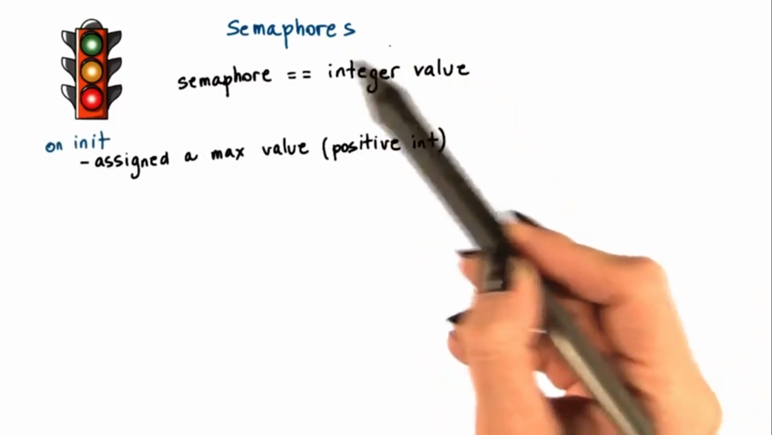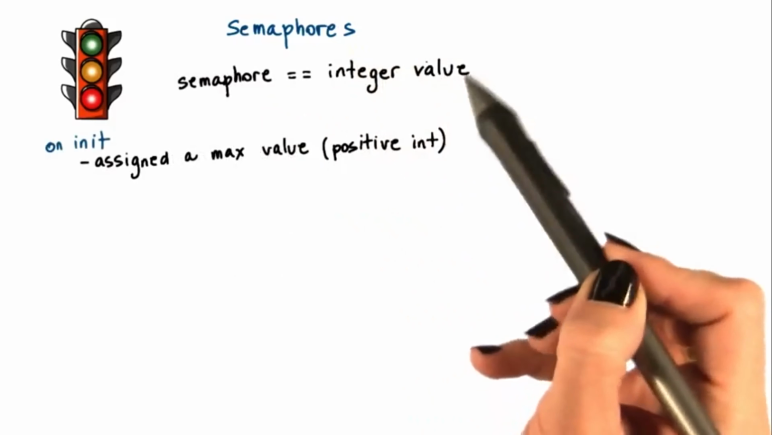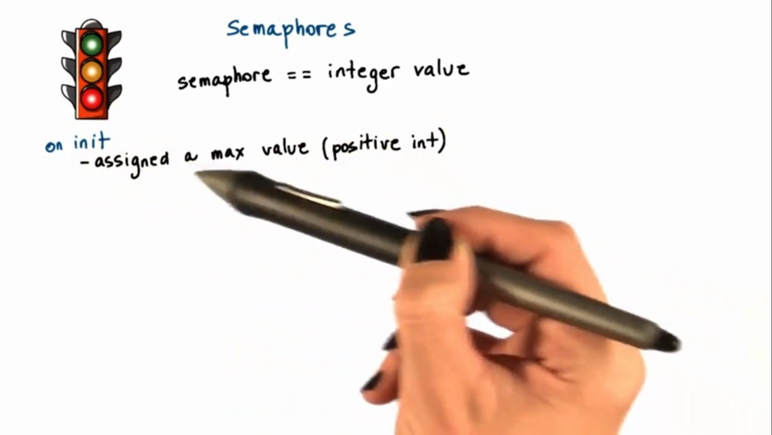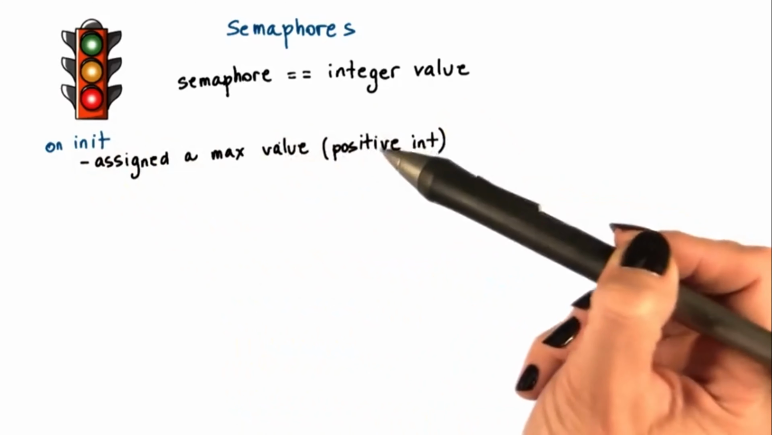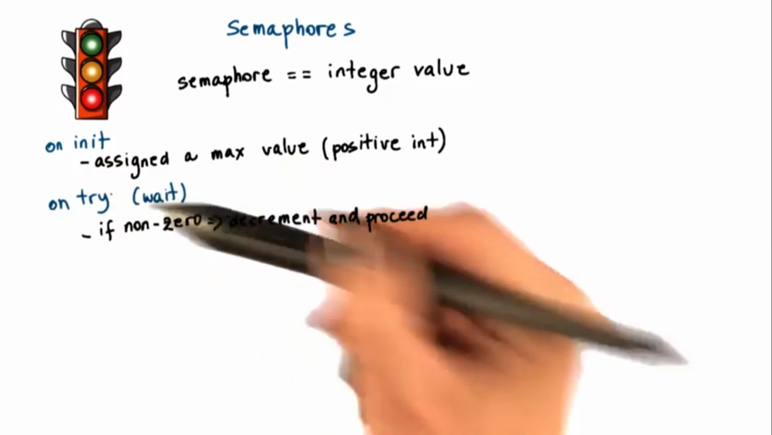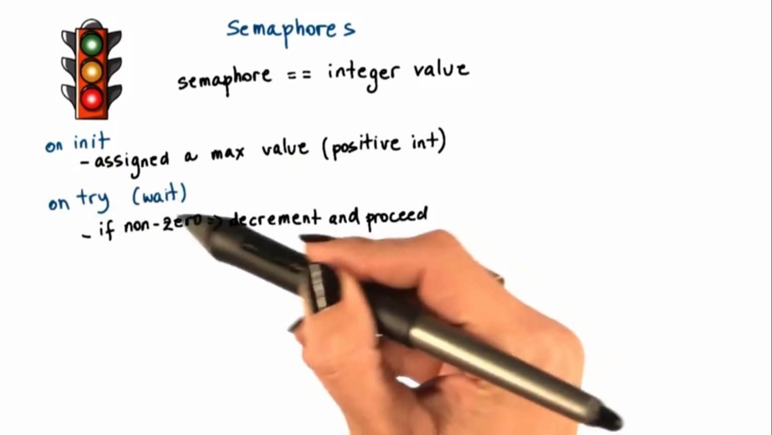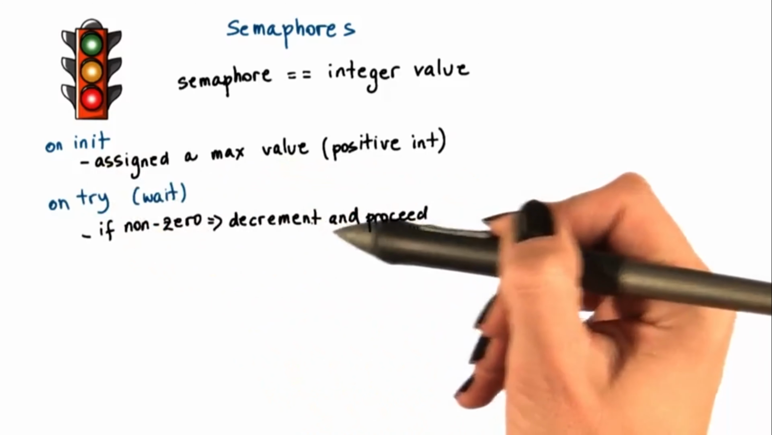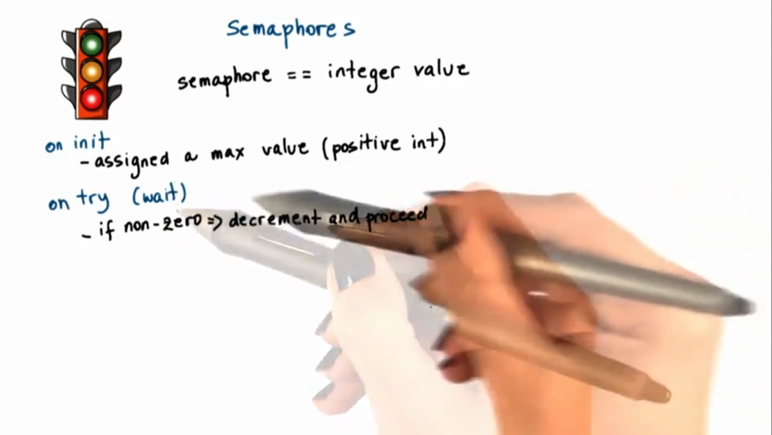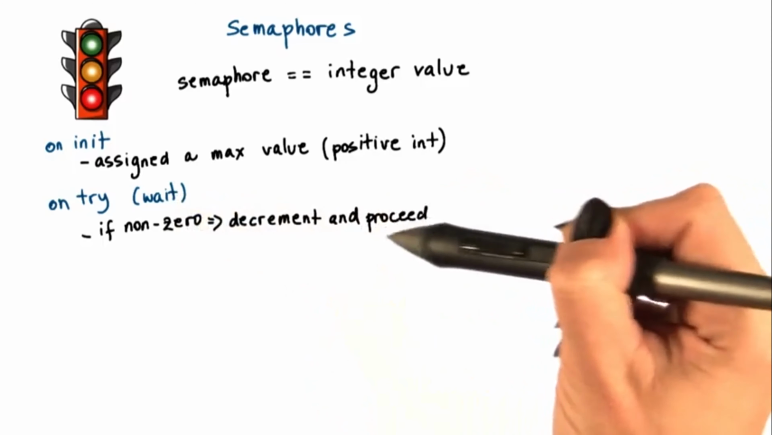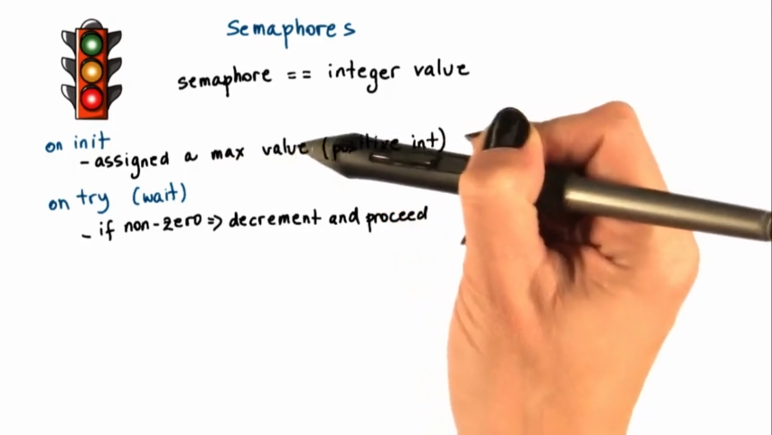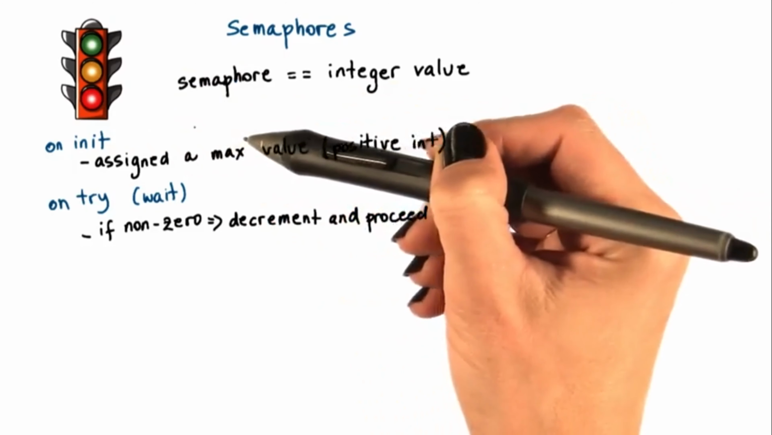Semaphores are represented via an integer number, some positive integer value. When they're initialized, they're assigned some maximum value, some positive integer. Threads arriving at the semaphore will try it out. If the semaphore's value is non-zero, they will decrement it and proceed. If it is 0, then they will have to wait. This means that the number of threads that will be allowed to proceed will equal this maximum value that was used when the semaphore was first initialized.